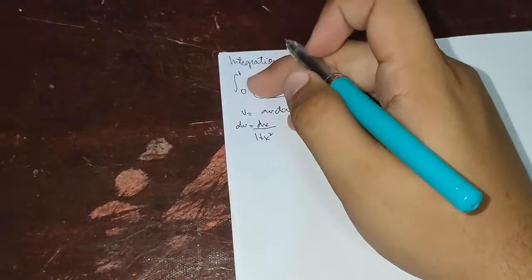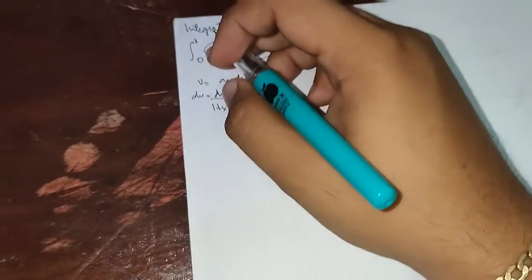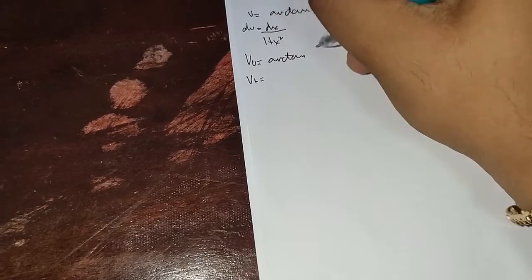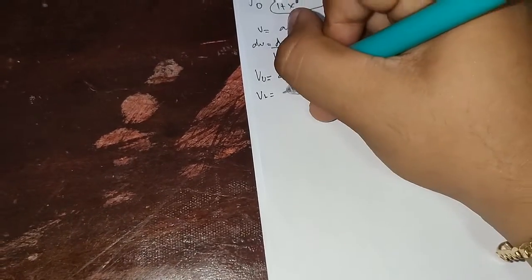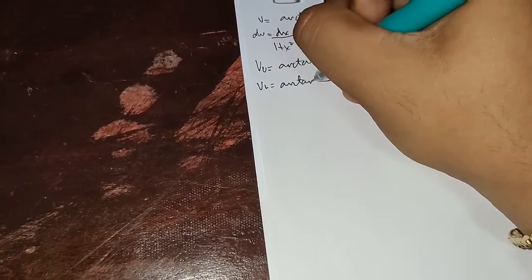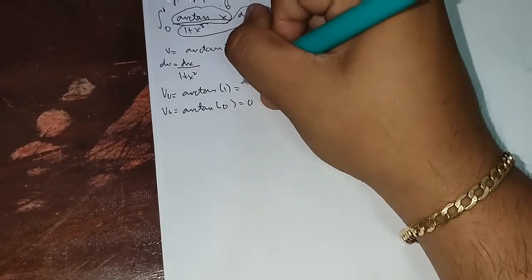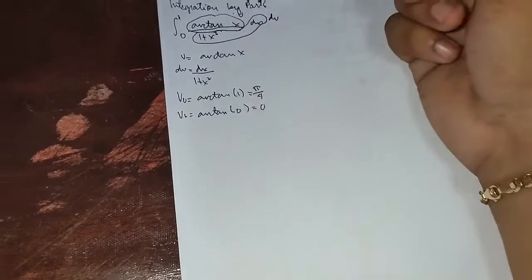In here, now we're gonna look for our upper limit and lower limit, U for upper limit and L for our lower limit. Arctan 1 is pi over 4, and arctan 0 is equal to 0.